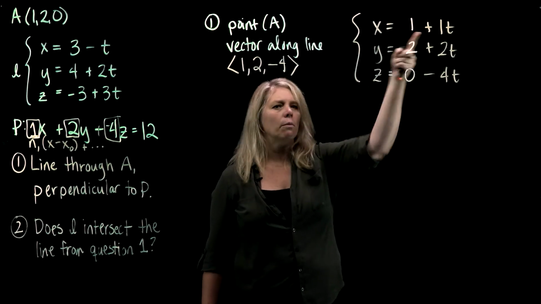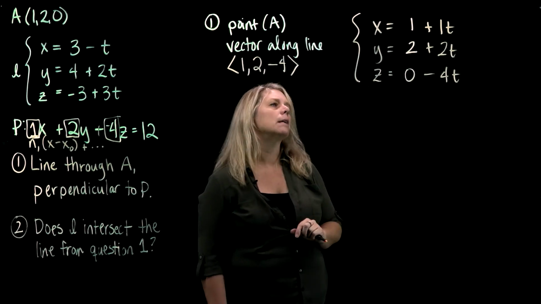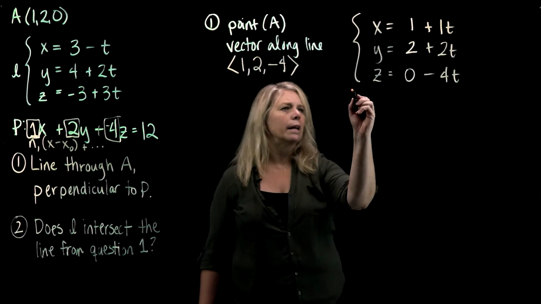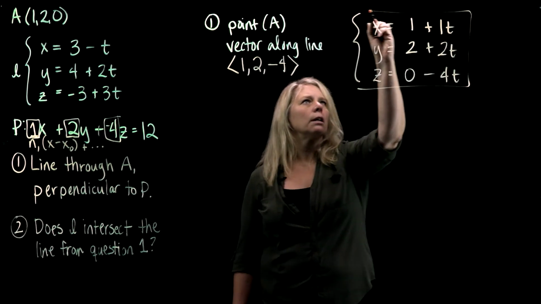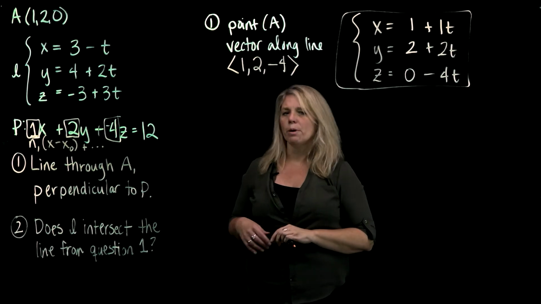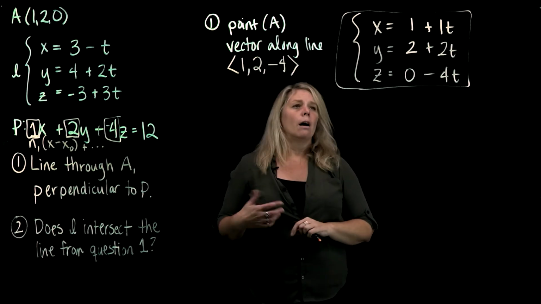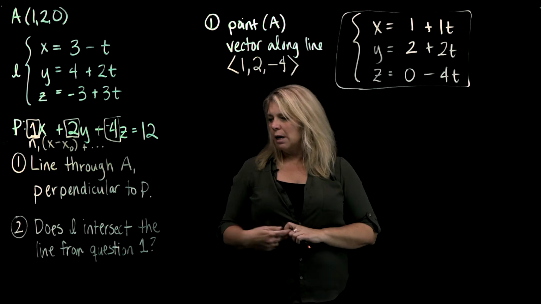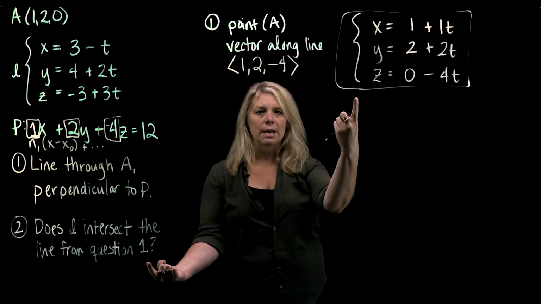And of course, you don't have to write the 1 coefficient there or the 0 here. You can tidy that up a little bit. All right, so here's our answer to question 1, finding parametric equations for a line through point A and perpendicular to a plane. All right, and then the next question is determining whether two lines intersect or not.